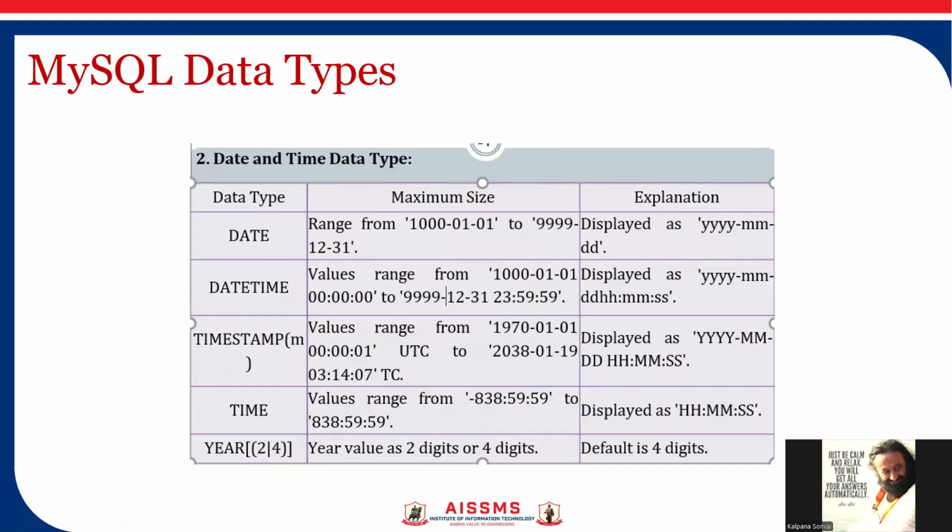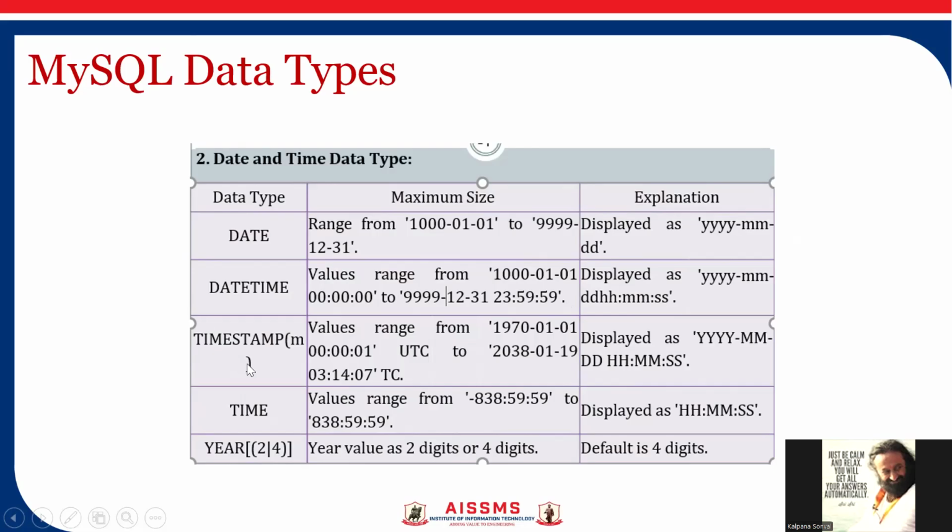Next data type is the date and time data type. Here you can see the maximum size, and date is displayed as YYYY-MM-DD. DateTime, when you define it for any particular field, is displayed as YYYY-MM-DD and then hours, minutes, and seconds.